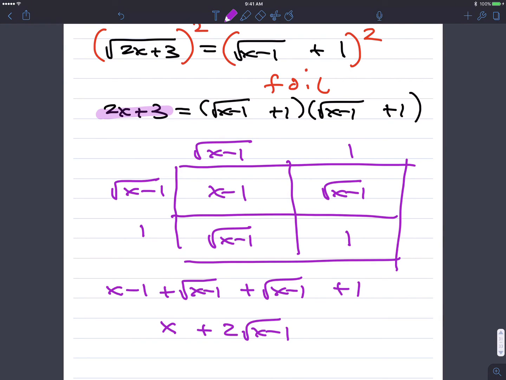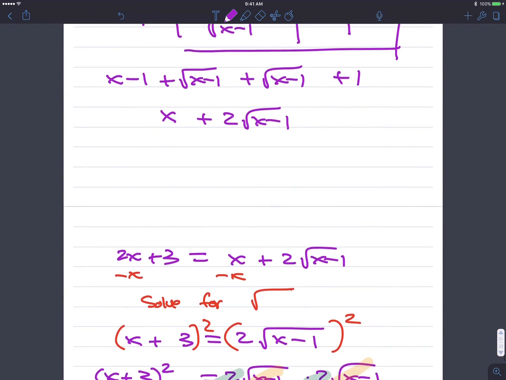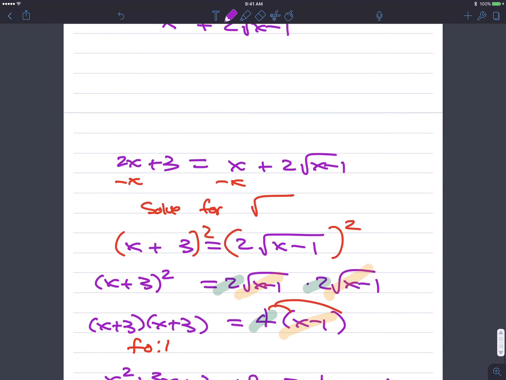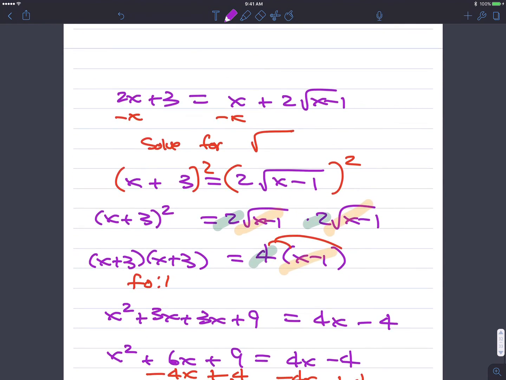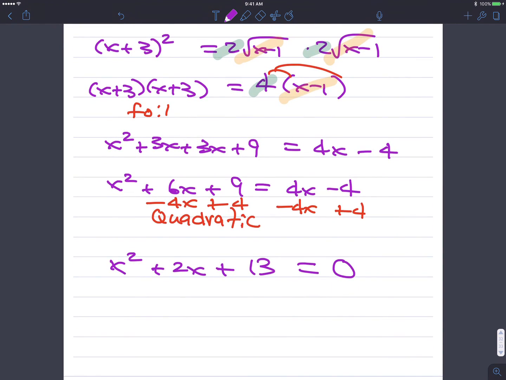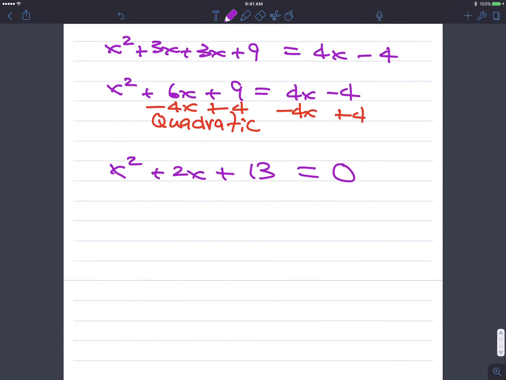x minus 1 plus 1, all right, this is x. We had an x plus 2 times the radical there. Subtract the x, we get x plus 3 is 2. Square that. Looks like we went all the way through. Now, notice this. I can't find the error. Some of you guys might. There may not be an error, but we can't factor. This is not factorable.